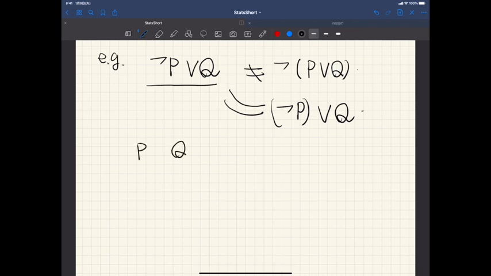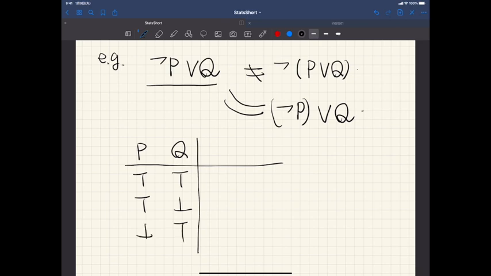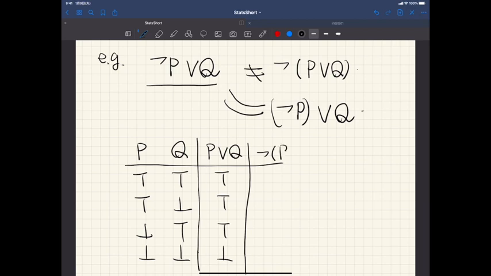So P, Q, and true, true, true, false, false, true, false, false. And P or Q is true, true, true, false, and not (P or Q) is the opposite of this. So it's false, false, false, true.